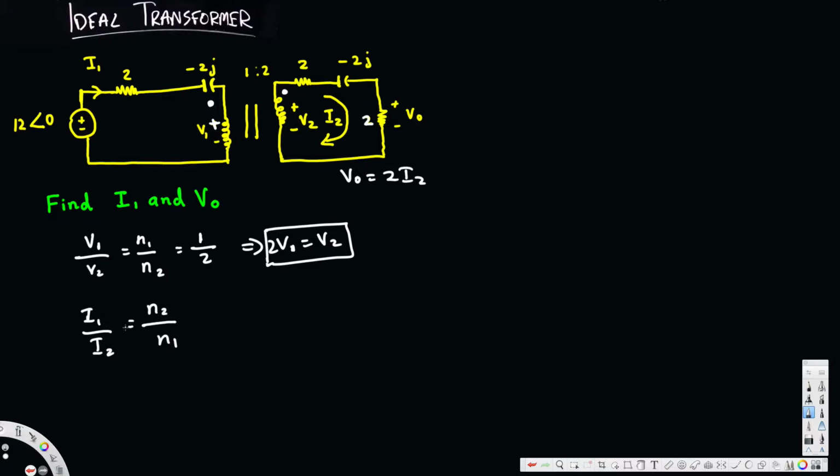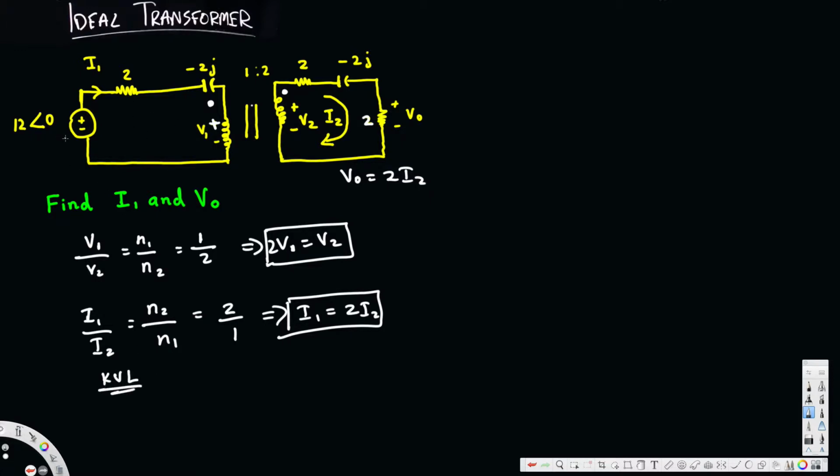To determine whether it's positive or negative, you have to look at the current's direction. If one current is entering the node and the other is exiting the node, it's positive. If both of them are entering the node, it's negative, or if both of them are exiting the node, it's negative. Here one of them is entering: I1 is going into this node right here, and I2 is exiting from the node. So we can put positive here. N2 is 2 and N1 is 1, and if you rearrange, you will get I1 is equal to 2I2. This is another relationship. Now let's apply KVL for the first loop, this loop right here.